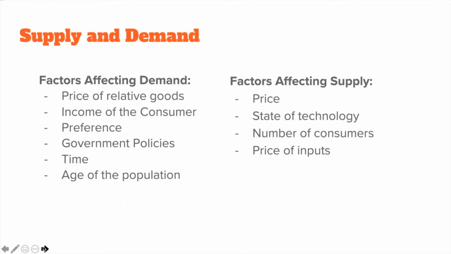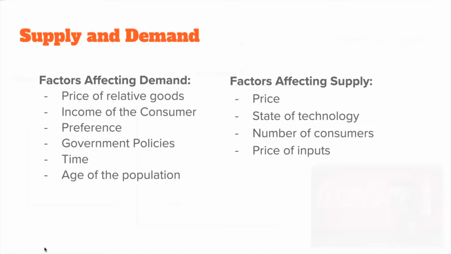Some determinants of supply are the price, and you've also got state of technology. Some advanced technology can lower your production costs. Number of consumers, since Coke is willing to supply to a large number of consumers, whereas a small business would only provide a small number of people. You've also got the price of inputs, so labor costs or machinery.